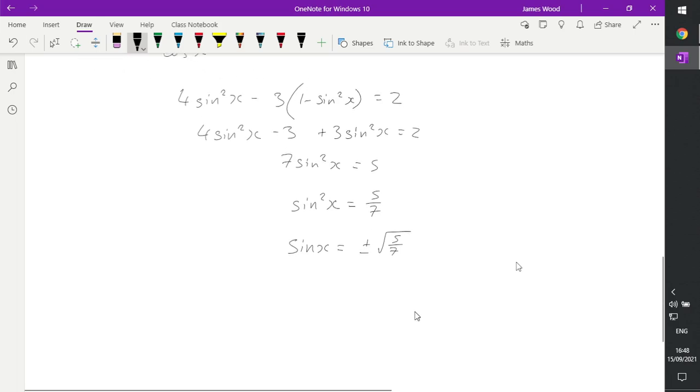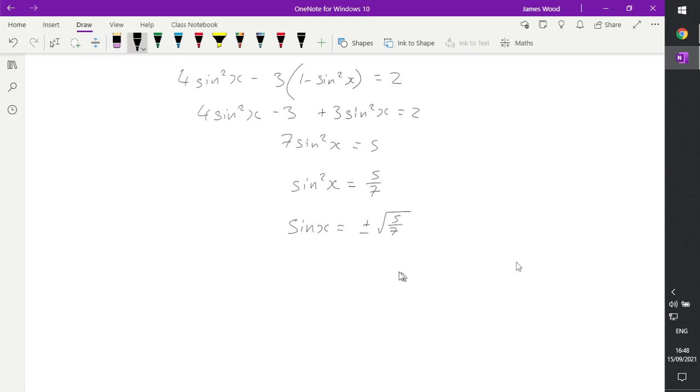Now we've got two answers here, so we're going to have a fair number of solutions between 0 and 360. There's the curve. Here's the line for positive square root 5/7, and here's the line for negative square root of 5/7. So we're going to have 1, 2, 3, 4 different solutions. Let's try and work them out then. So let's deal with the positive ones first. So inverse sine of the square root of 5/7.